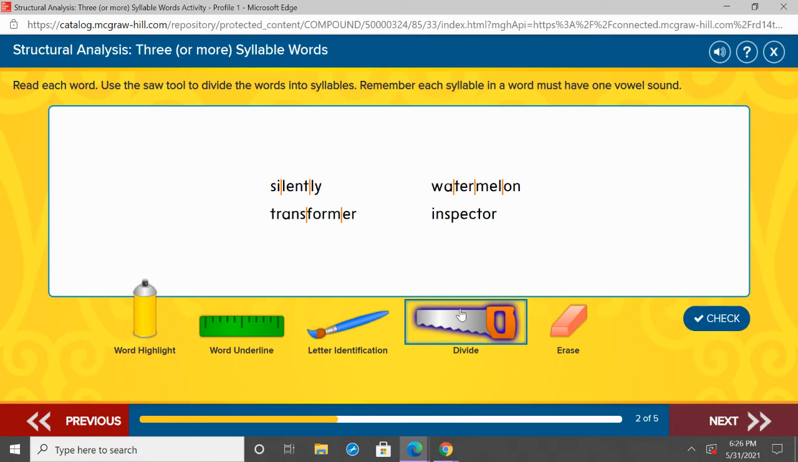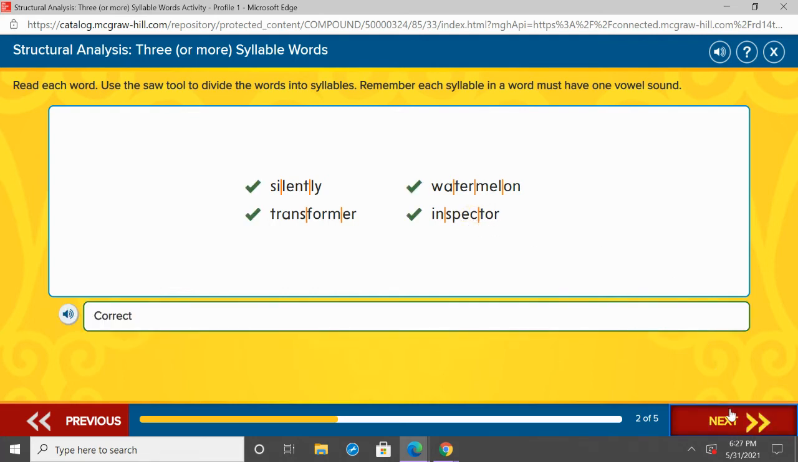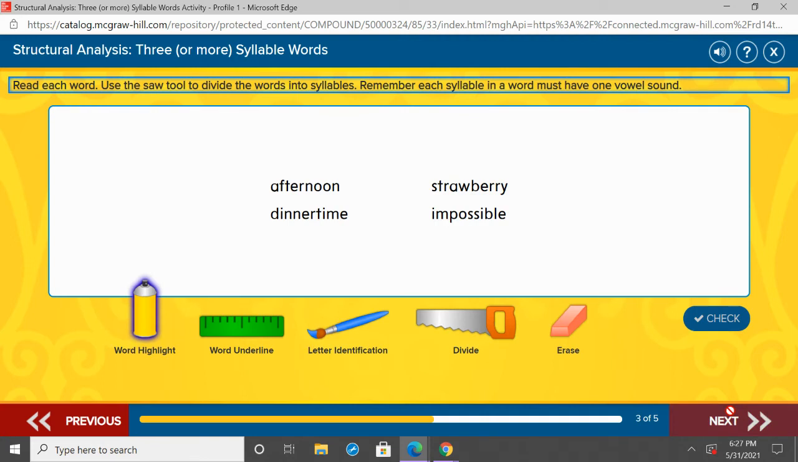Again, I want you to pause me and first figure out how many syllables it has and then divide that word into its syllables correctly. All right, inspector. So we need to have 3. In-spec-tor. That's how we should have it divided. Great job. All right, we're going to try a couple more of these.